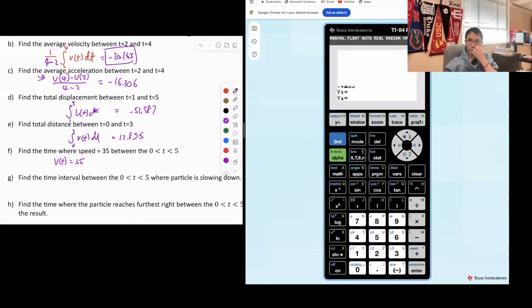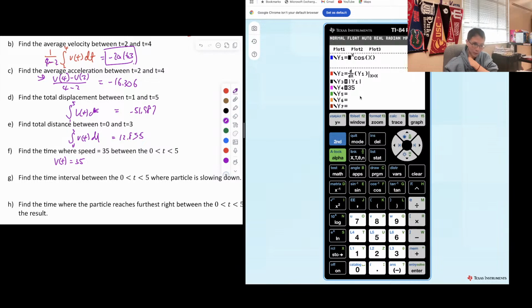And I graph velocity and 35, but the problem is I didn't see 35, so I need to change the window. So that's why I say it's bad. I'm going to go to, let's say, 40 here. And that way I can see 35. Do you see this? That's your answer. But there was an easier way to do it, though.